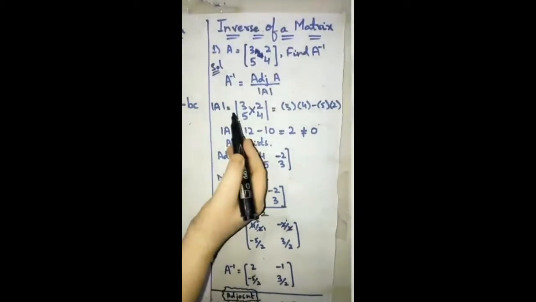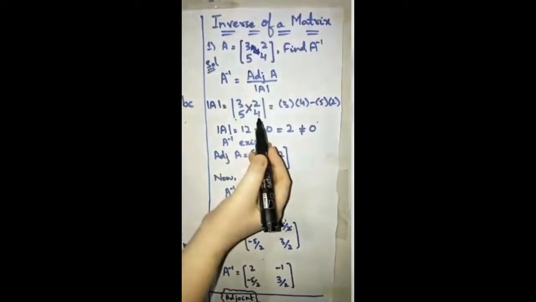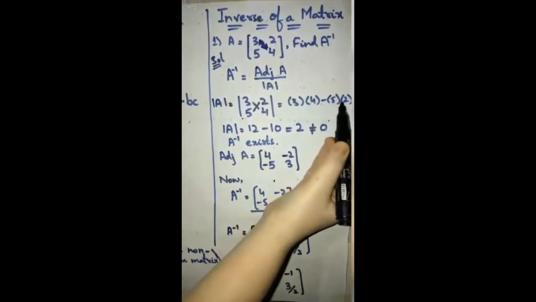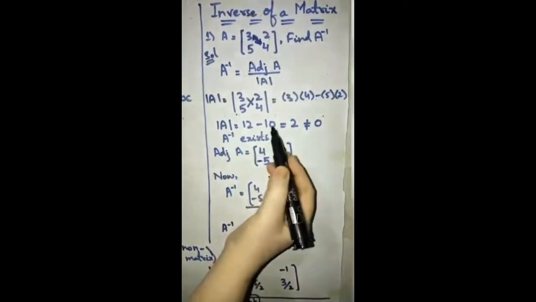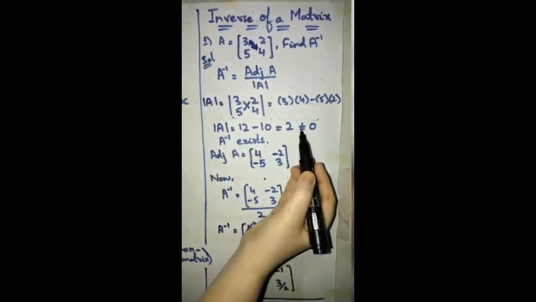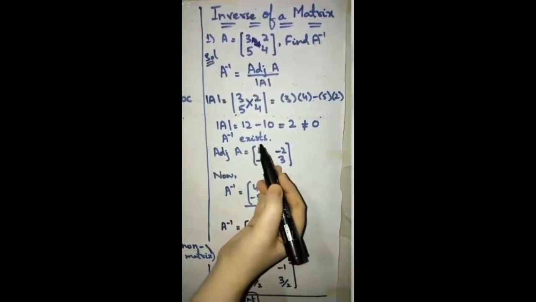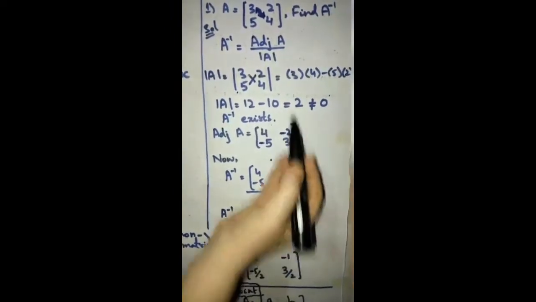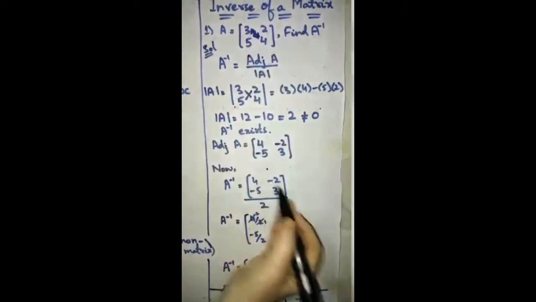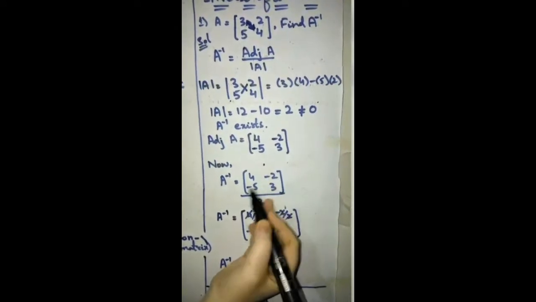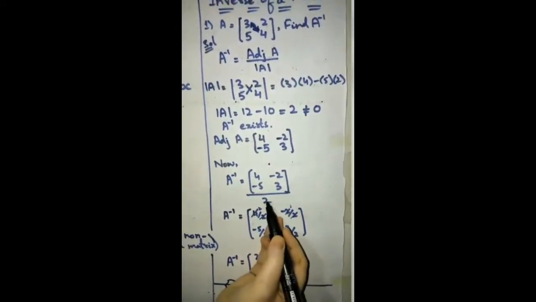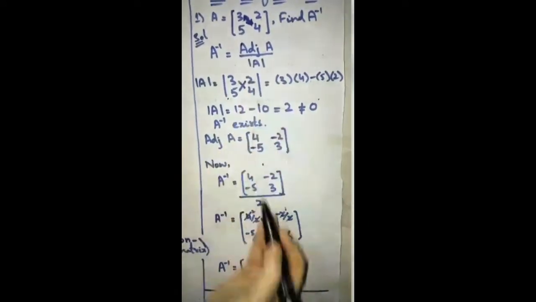Determinant of A equals [3, 5; 2, 4]. 3 multiplied by 4 minus 5 multiplied by 2. 3 multiplied by 4 equals 12, minus 5 multiplied by 2 equals 10. 12 minus 10 equals 2, which is not equal to 0. It means A inverse exists. Adjoint of A equals [4, -5; -2, 3]. We interchange the elements of the leading diagonal and change the sign of the other elements, divided by 2, the value of determinant of A.